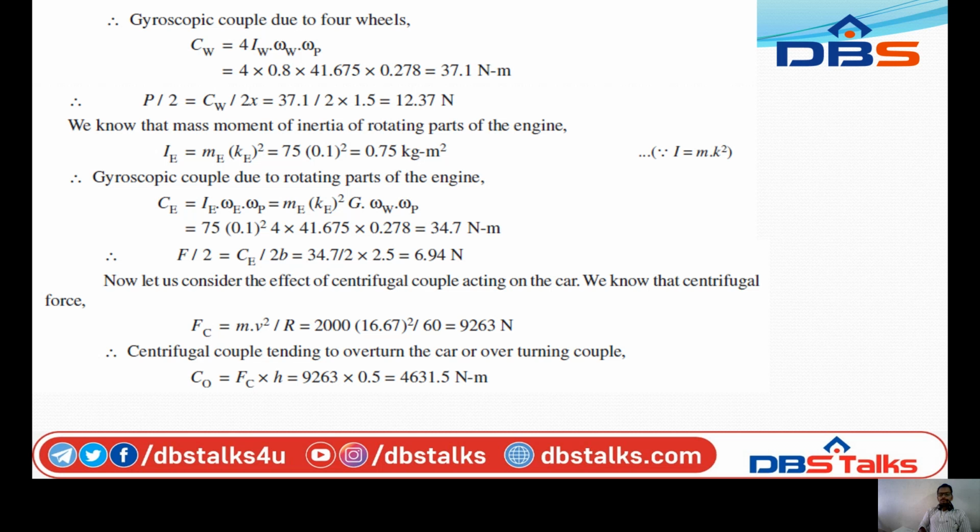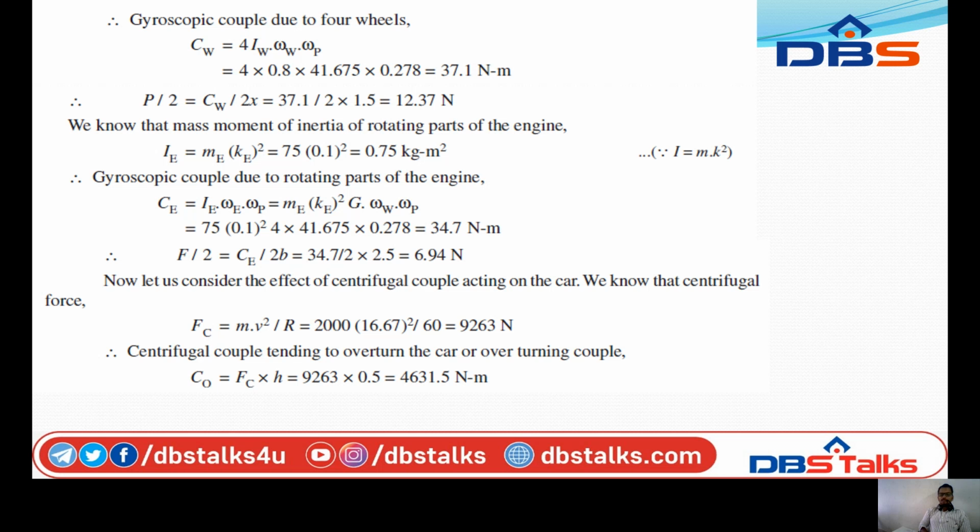And then this gyroscopic couple tends to lift the front wheels and press the outer wheels. In other words, the reaction will be acting downwards on the front wheels and vertically upwards on the rear wheels. So let F by 2 newtons be the magnitude of this reaction on each of the front and rear wheels. So F by 2 is equal to CE by 2B, that is equal to 34.7 by 2 into 2.5, that is 6.94 newtons.